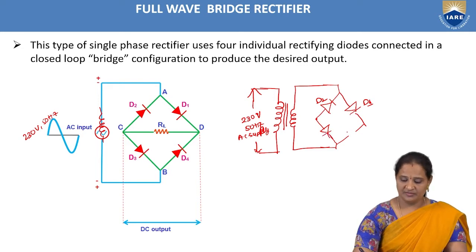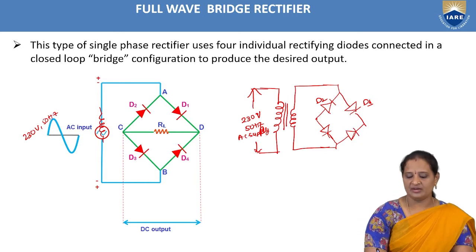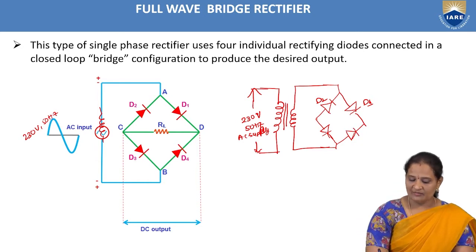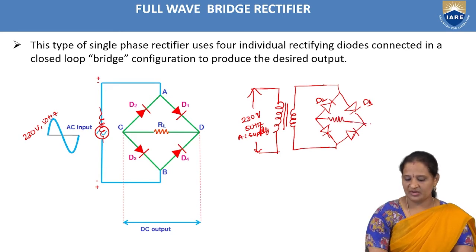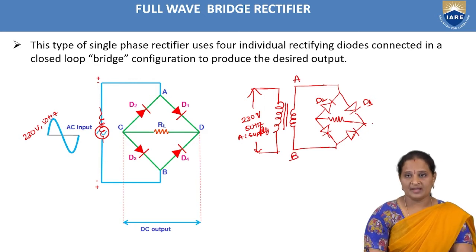and next D4. These are the 4 diodes which are connected in a bridge-like structure, and we have a load resistor which is connected in between. Let us consider this as point A, point B, and this is point C and point D, and this is a load resistor across which we will be calculating the output voltage, which is the DC output voltage. DC output voltage is measured across the load resistor.